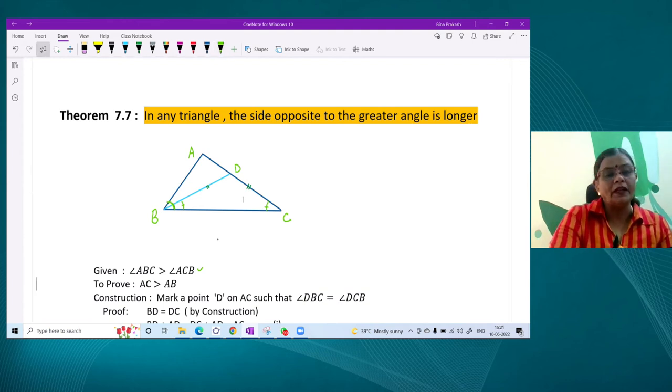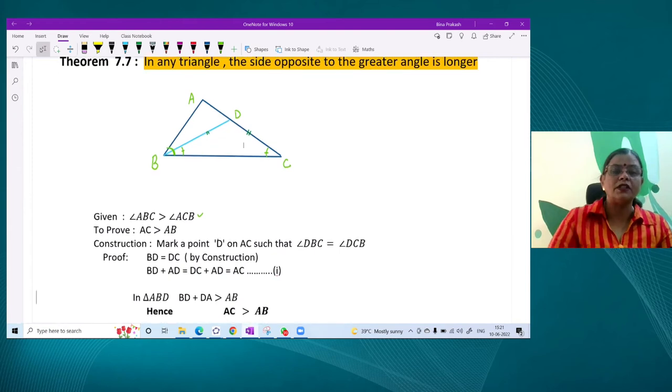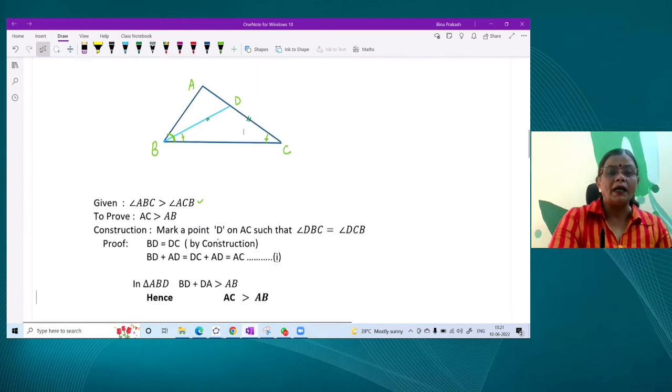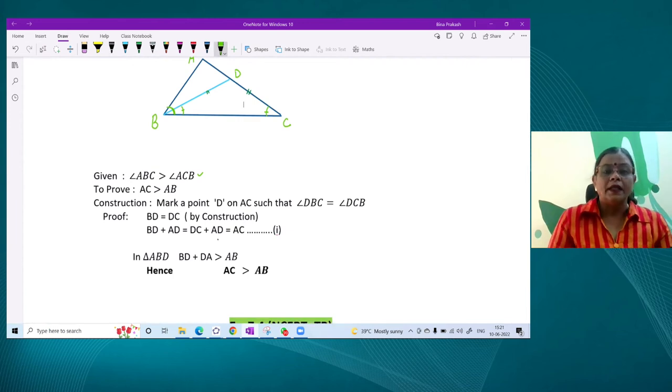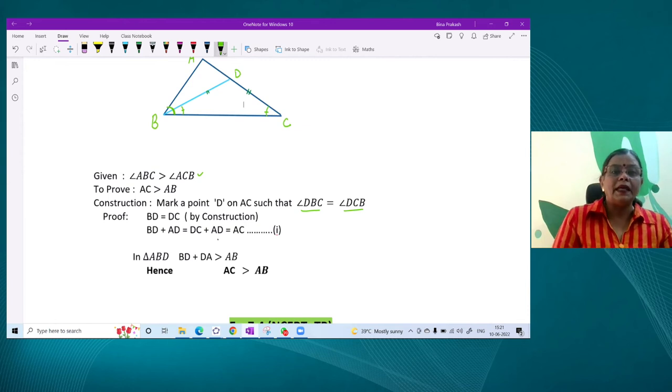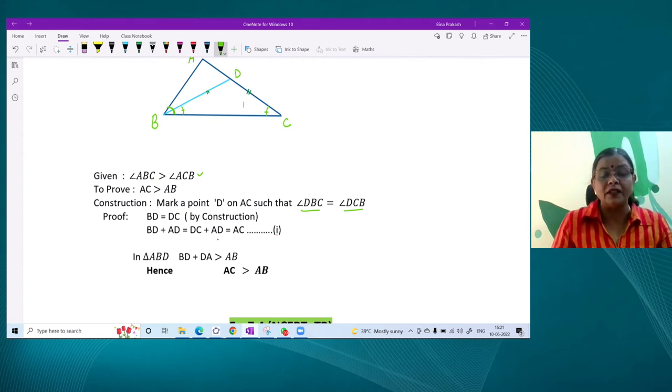Now to prove it, again we will go for a construction. We mark a point D on AC such that angle DBC and angle DCB become equal. So these two angles are equal. Let's take up the proof. We get BD equal to DC. Now, why is this equal? I have written by construction, but the construction says something different. So why have I written this as the reason for this statement to be true?